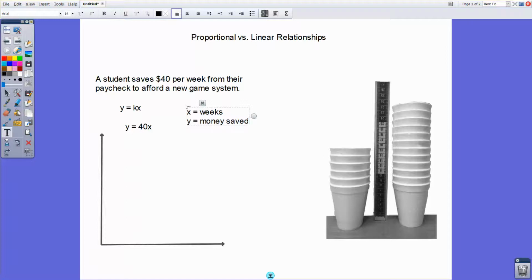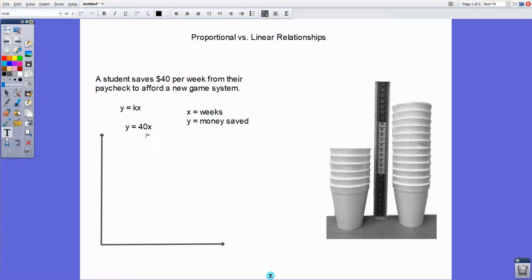Also keep in mind that when you're thinking about proportional relationships, it's important to identify x and y, what they mean, so you can understand what the equation is telling you. When you have x weeks, you multiply that amount of weeks by 40, and that would equal the amount of money y that you save. Similarly, this 40, which is k, is a comparison of y over x. So the units of this is money per week, $40 per week.